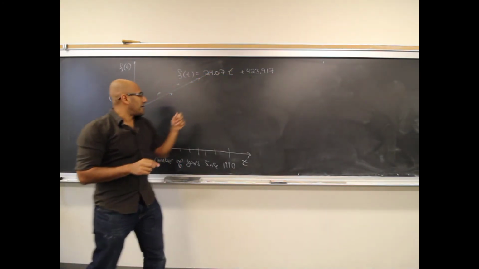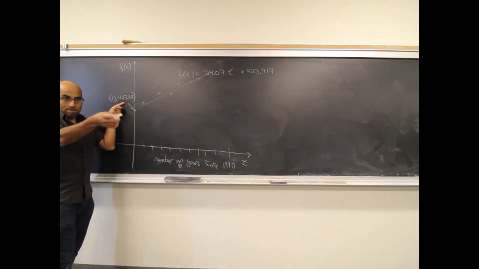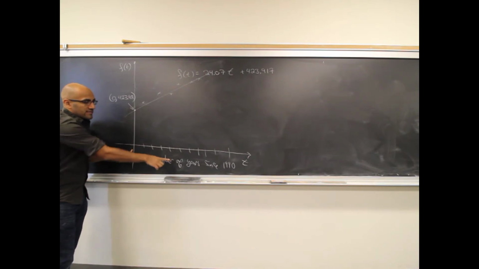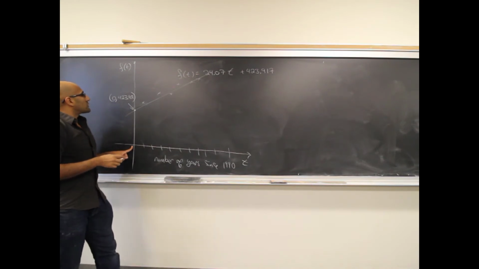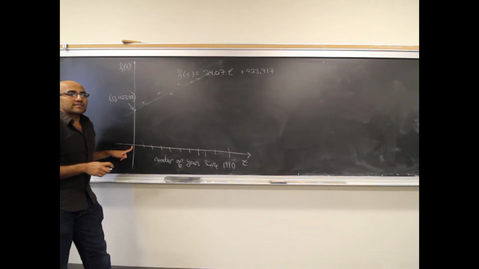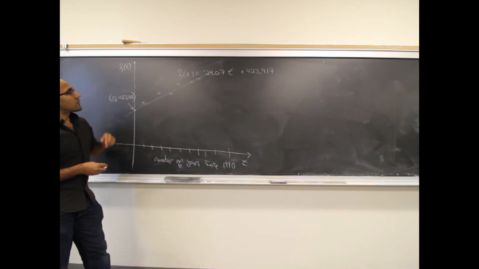Okay? And what does it mean in terms of this word problem? What does this mean? 1990. According to my model in 1990, right? 0 years after 1990 is going to be 1990. So according to my model, there were 423.917 million boardings that year. Okay? What's another good question?